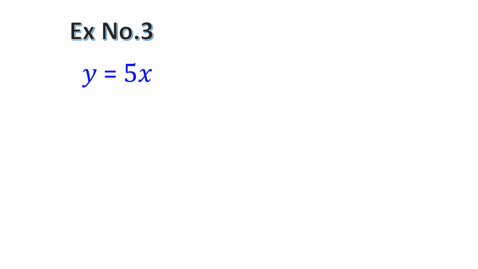The next example is 5x. In this case you have a number with a variable, so this number will not become 0 just like example 1. This time only 5 will be the derivative of this function.